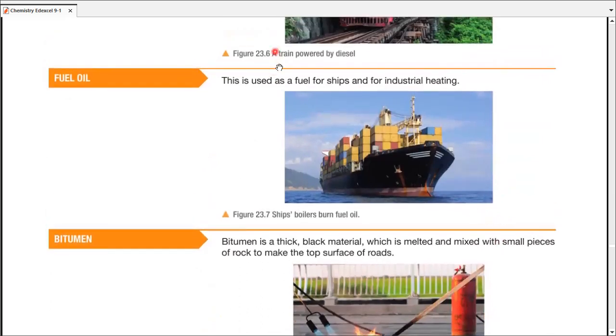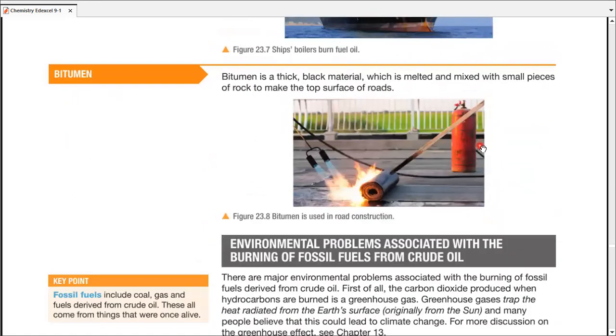Next up is fuel oil. Fuel oil is also known as ship oil, and as the name suggests, it is actually a fuel for ships, also shown in the diagram. Moving on, the last fraction, the residue, was bitumen. Bitumen is a thick black material. It consists of very big molecules, having a very big number of carbon atoms per molecule, and hence it is usually melted and mixed with small pieces of rock. It is usually used to make the top surface of roads. That's why it's a little sticky when used in heated form.